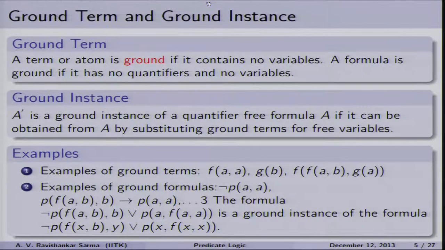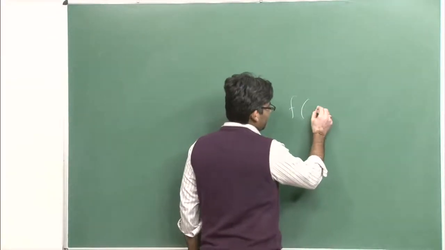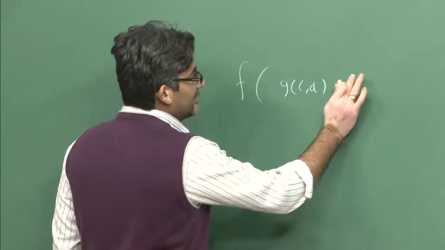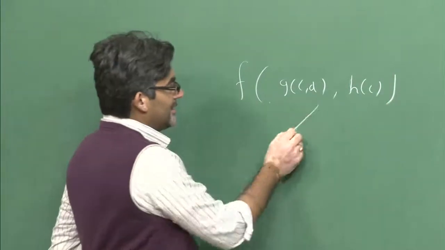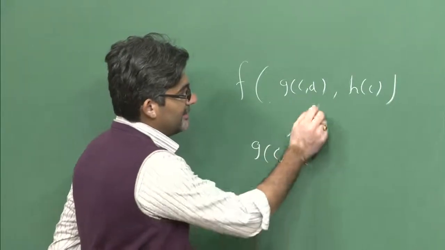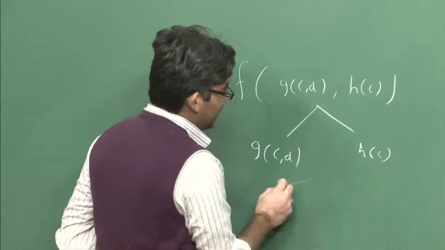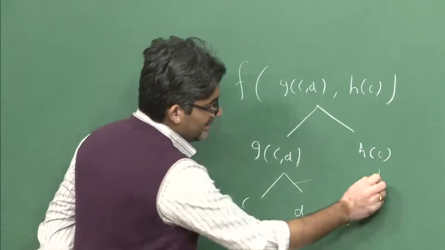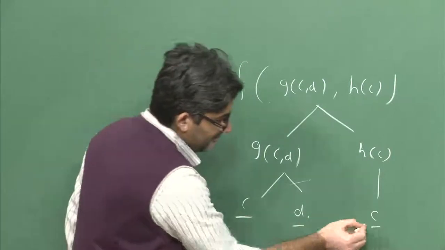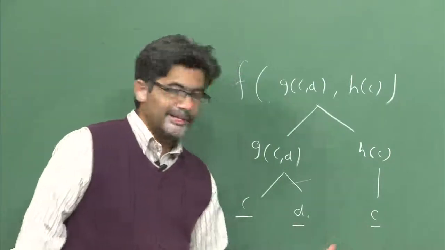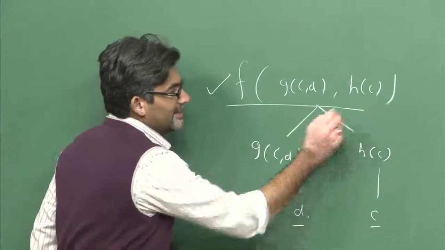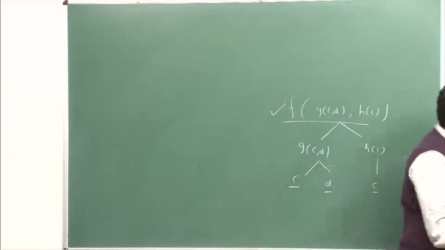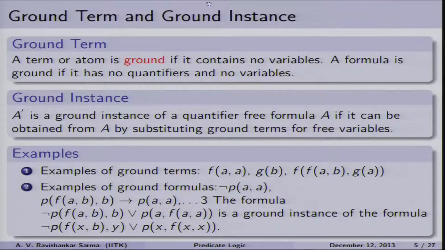For example, if you say something like f of g of c, d and h of c, and if you draw the formation tree for this one, it is going to be like this: g of c, d and h of c, and then it further reduces to c and d and c. Now here all these terms are going to be constants, so you don't have any free variable here, and that is the reason why this term is called a ground term. A ground term is a term which doesn't consist of free variables. And a formula is said to be ground if it has no quantifiers.